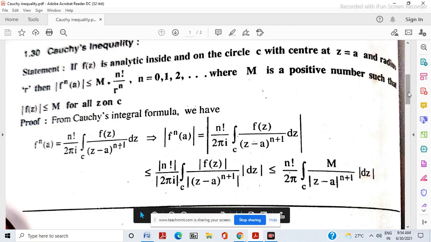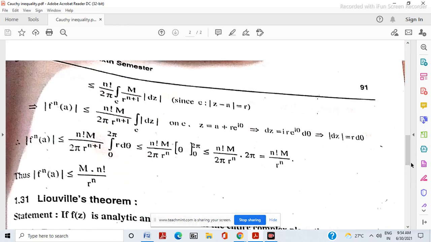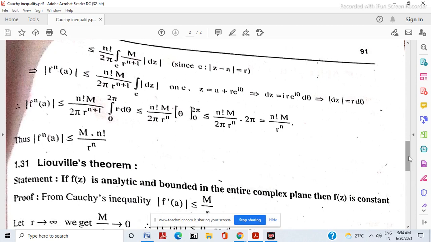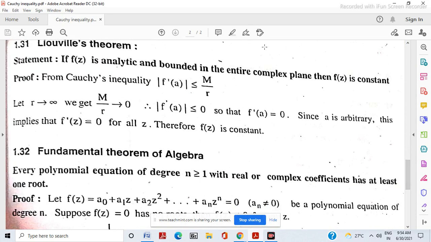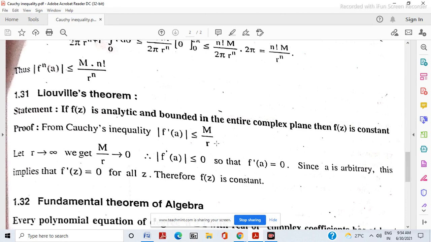Only one change. In Cauchy's inequality, we have taken f of z analytic inside one small circle. But here it should be in the entire complex plane. Only that change we have to make. For that we apply Cauchy's inequality and take n equal to 1. When you take n equal to 1, what we get? Modulus of f dash a less than or equal to M by r.